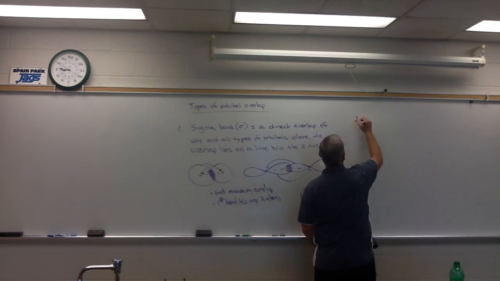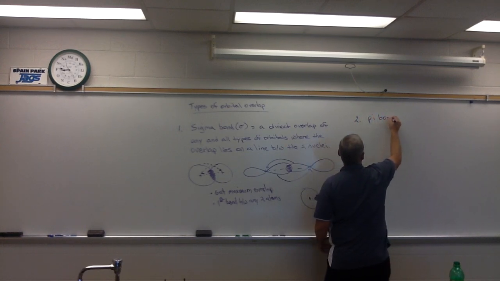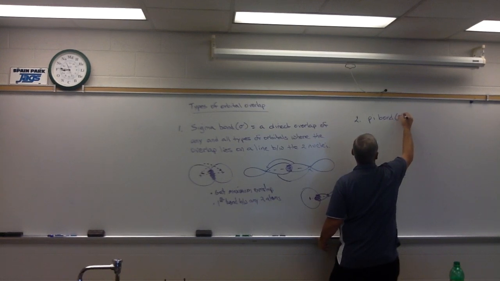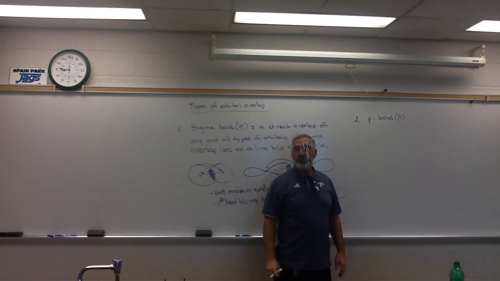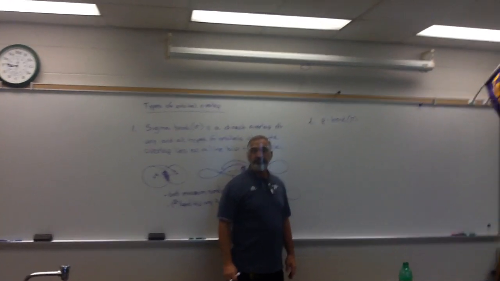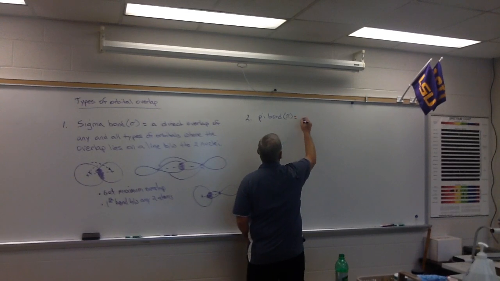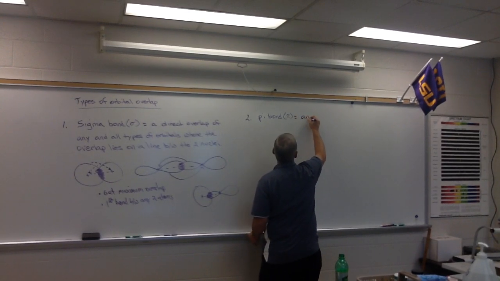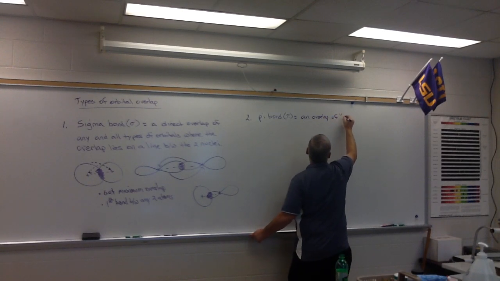Number 2 is a pi bond. Another use of a Greek letter, pi. Okay? A pi bond. This is an overlap of p orbitals.